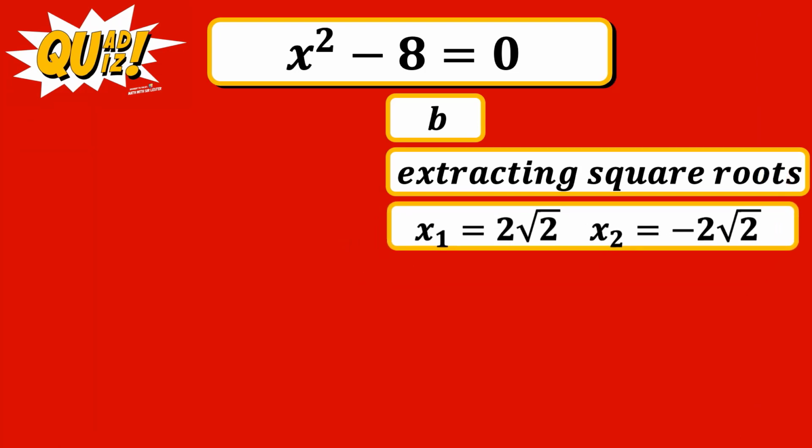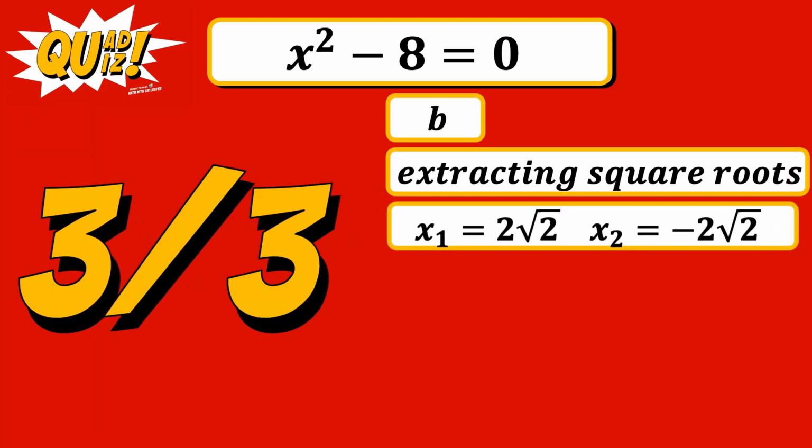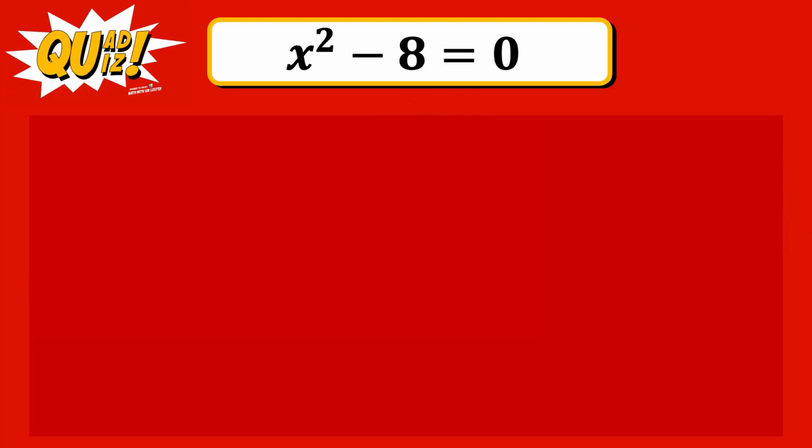Did you get 3 over 3? If not, please continue viewing this video. Aside from the quadratic formula, there are 3 different methods in solving the roots of any quadratic equation, and each of them has specific conditions that need to be met. Here, our equation doesn't have any B coefficient, and that falls on the process for extracting square roots.